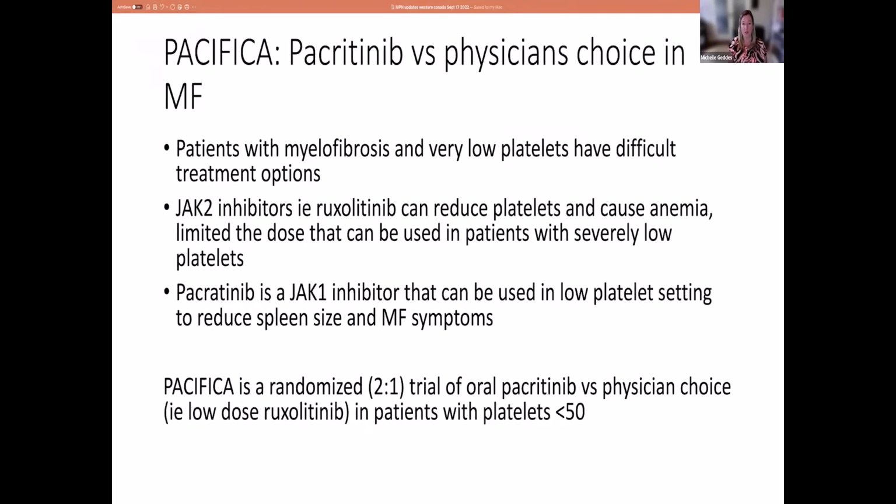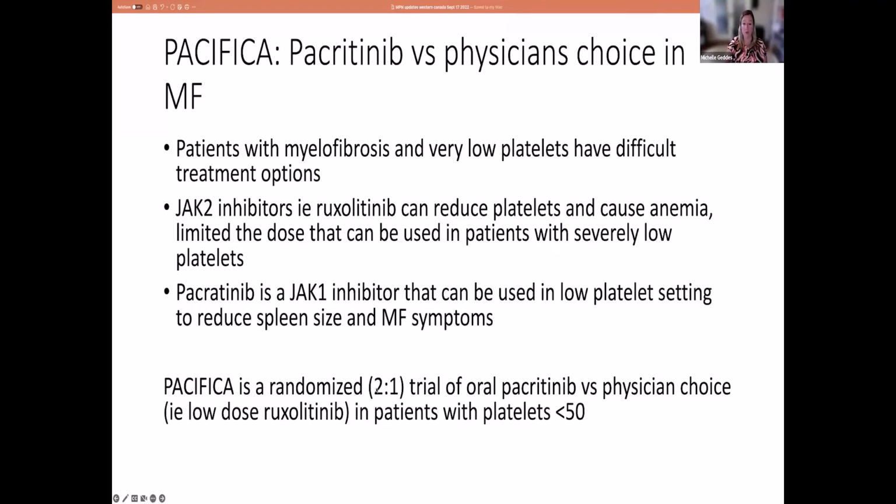So this is, again, pacritinib, which is a JAK1 inhibitor, not a JAK2 inhibitor, that looks like it's effective in patients who have low platelets without making their platelets lower. And that's a big problem in patients who are on ruxolitinib. If you start off with low platelets, it's very hard to treat that without making the platelets worse. And ruxolitinib is not approved for patients with platelets under 50, although we do use it at times.